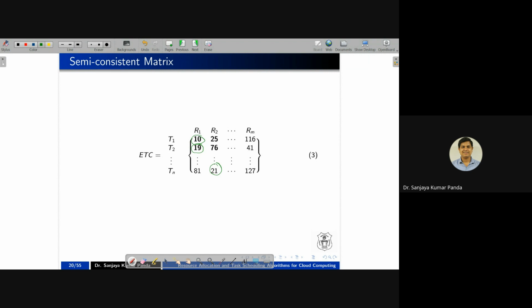But a semi-consistent matrix says that if you take a particular matrix and a part of the matrix, for example, you have taken a 5 cross 5 matrix and you found a 3 cross 3 matrix is consistent, then we call that matrix a semi-consistent matrix. So it is a special case of an inconsistent matrix in which part of the matrix is consistent. You can see these two tasks, you can find some similarity. These two parts again have R1 as the best and R2 as the second best. So they are called a semi-consistent matrix. Okay.